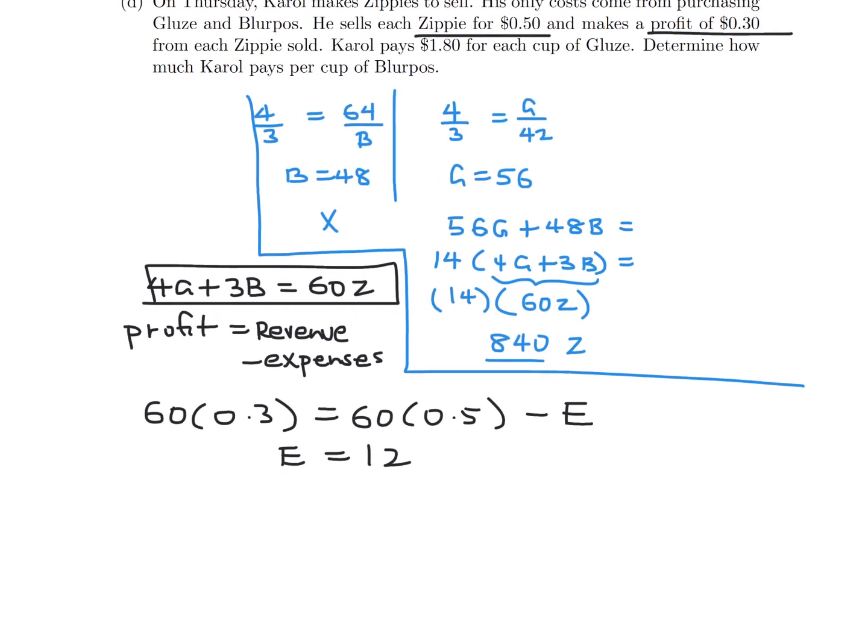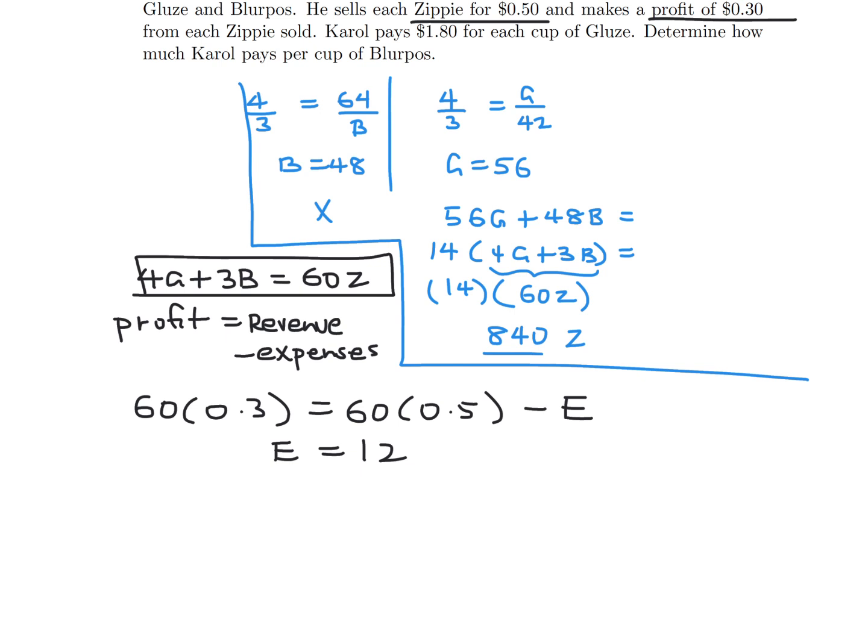So I think that is what helps me figure out how much I am paying for the blurpos. The expenses, E, is how much I pay for the glues, which is actually 180. They actually gave me that in the question. And then how much I'm paying for the B, that I don't know.